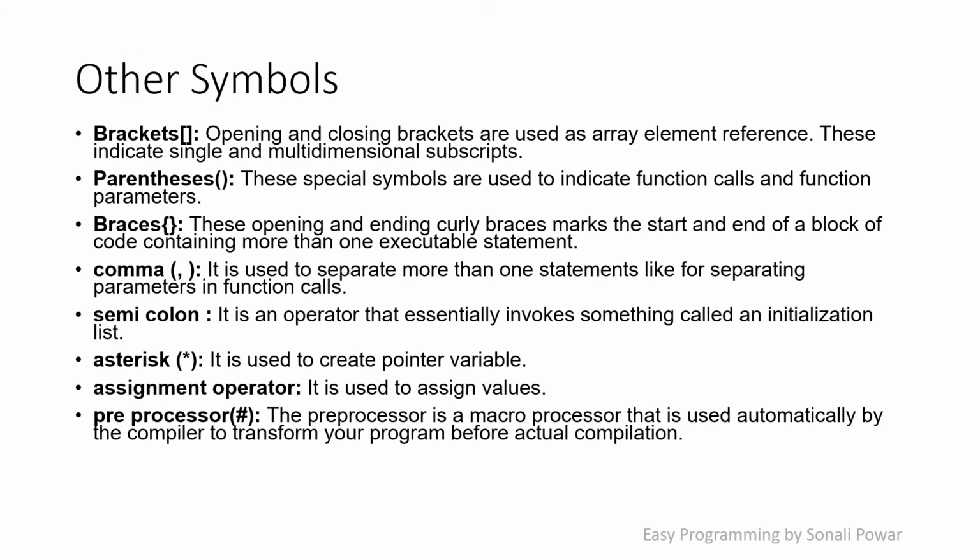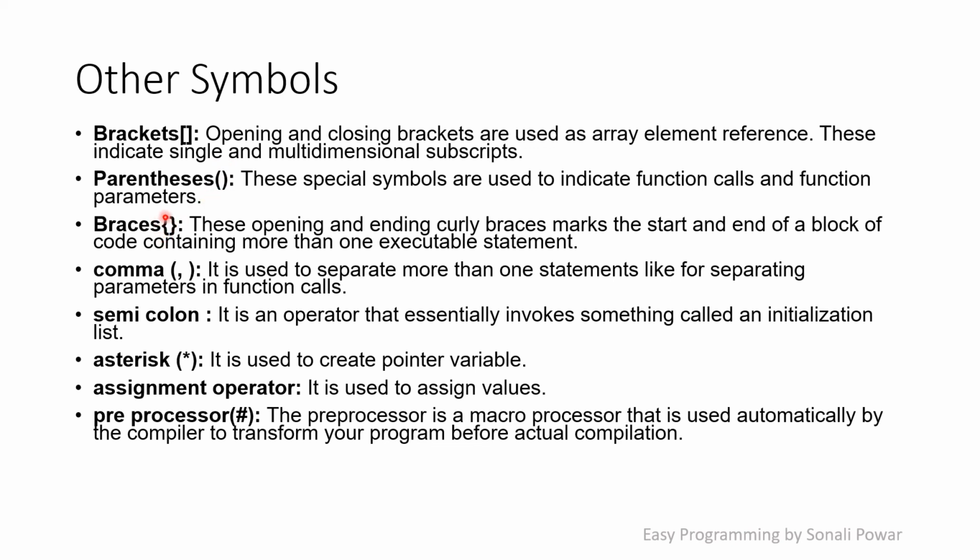Now next we will see the last type of tokens, that is other symbols, which include these brackets: square bracket, simple bracket, curly bracket, and comma, then semicolon, the asterisk sign, the assignment operator, and the preprocessor. So these are some other tokens which are used in the program, and each has its own meaning. Here the square bracket is used when you declare an array. When you call or declare a function, you use the simple brackets.